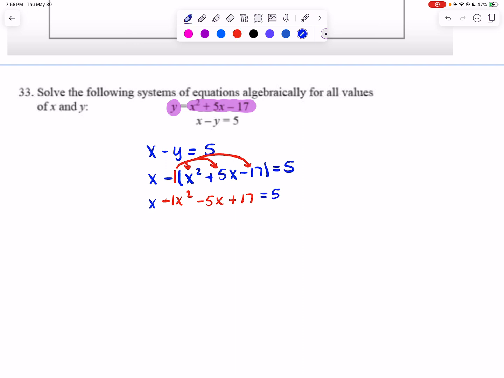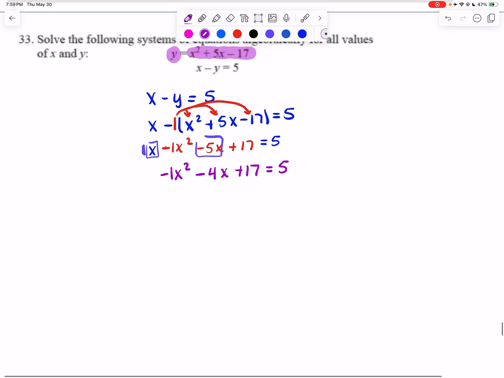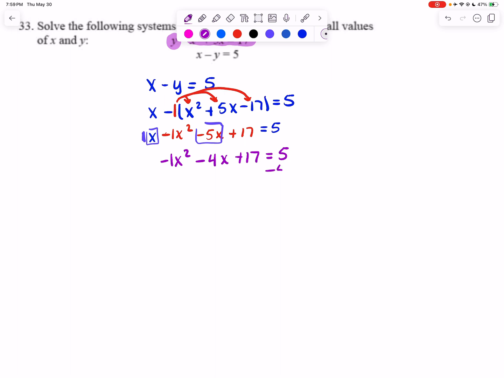Now I'm going to combine my like terms, and if you look, my like terms are x and minus 5x. And 1x minus 5x is going to be negative 4x. So I'm going to rewrite this as negative 1x squared minus 4x plus 17 is equal to 5. Now, you can only solve these equations when they're equal to 0. So I'm going to subtract 5 from both sides of my equation. And I now have negative 1x squared minus 4x plus 12 is equal to 0.